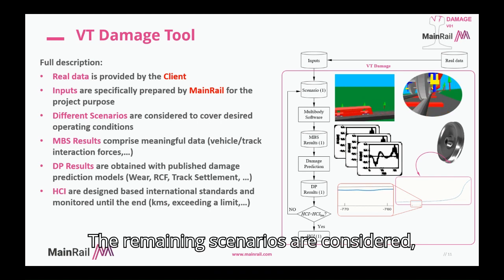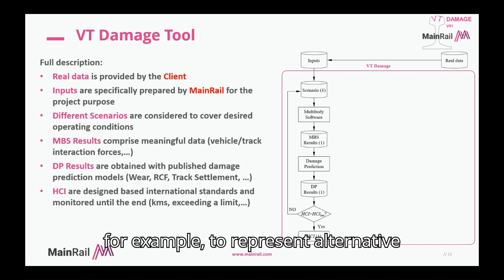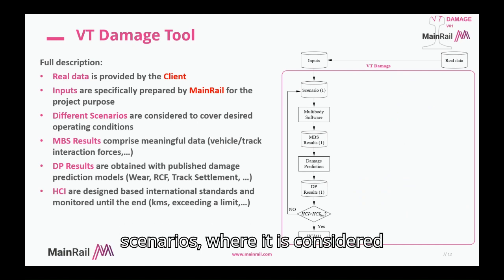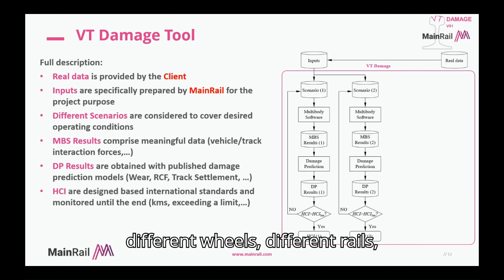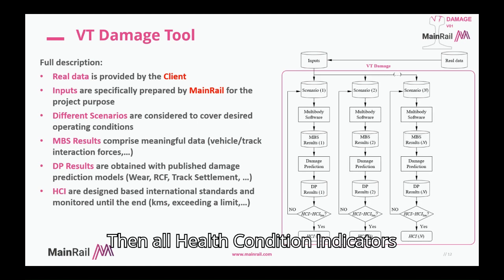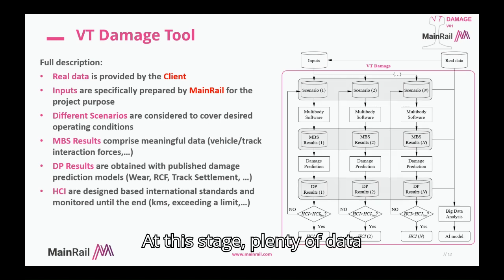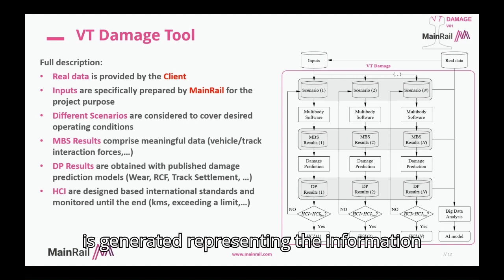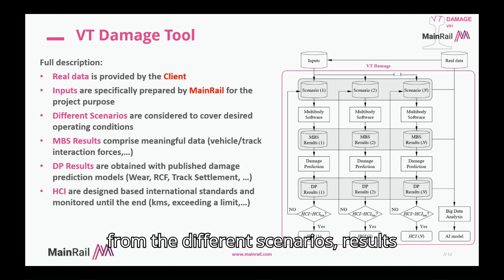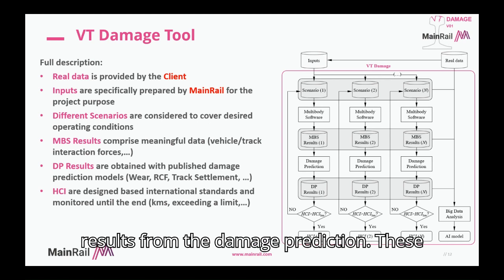The remaining scenarios are considered, for example, to represent alternative scenarios where it is considered different wheels, different rails, different vehicles, etc. Then, all health condition indicators are analyzed and the best scenario can be identified. At this stage, plenty of data is generated representing the information from the different scenarios, results from the multi-body simulations, and also results from the damage prediction.